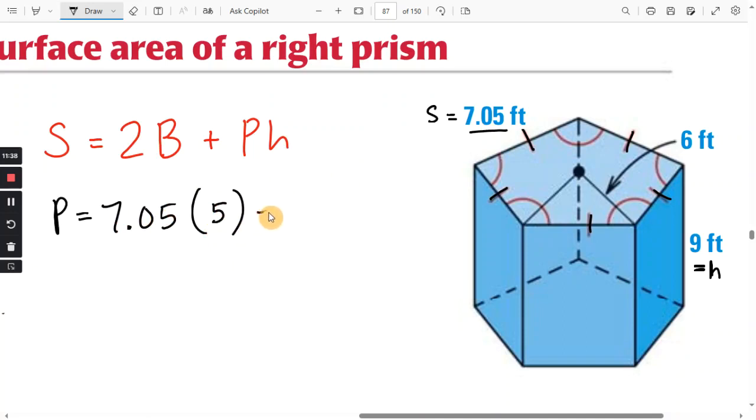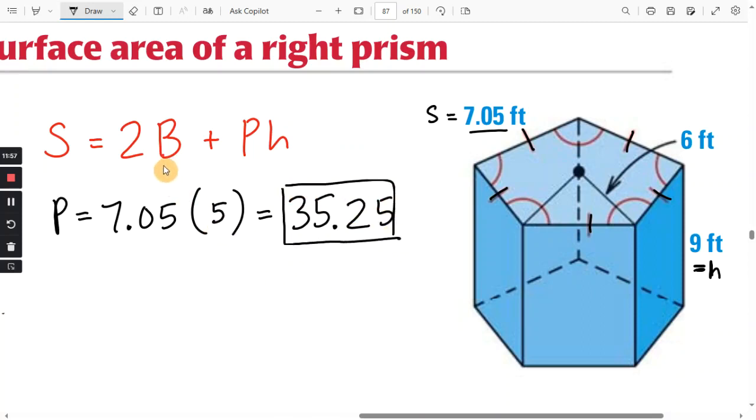And there are 5 sides. Let's see, 7 times 5 is 35. And 5 times 0.05 is 0.25. All right, so that's going to be used for the perimeter. And now the base, the area of the base, that's a little bit of a pain in the neck.